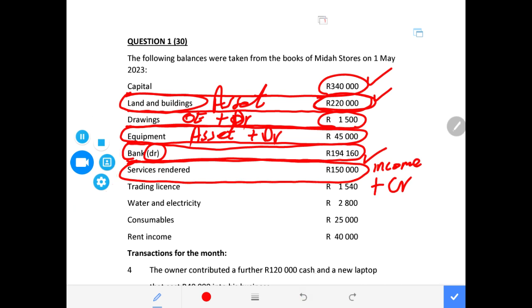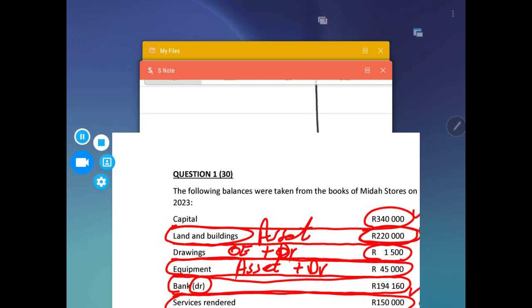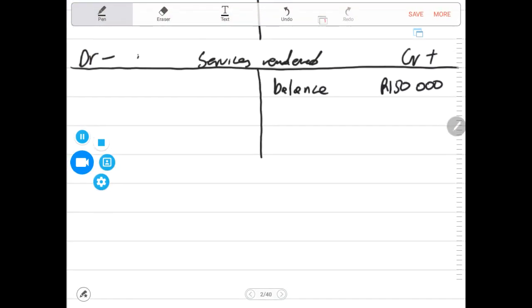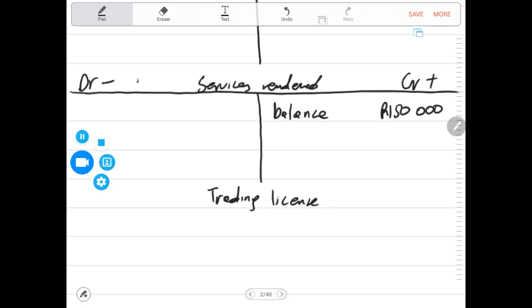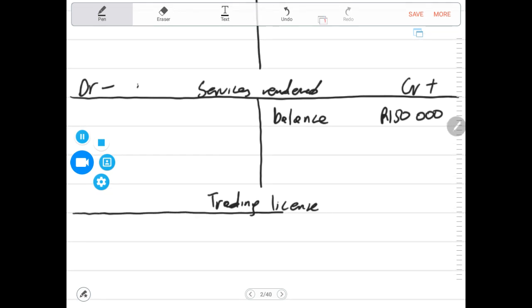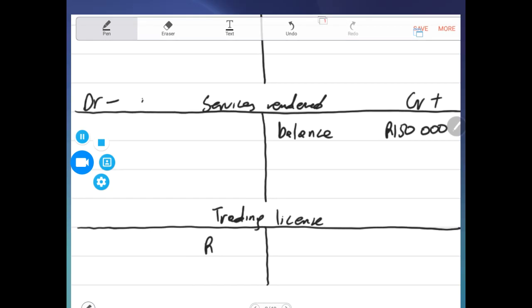Now we go to the next account, trading license. This is the amount we have paid for trading, which is an expense, 1,540. A license we pay in order for our business to continue trading. That will be an expense increasing on the debit side, trading license. Now we draw a ledger account for trading license increasing on the debit side. Even if one classifies it as an expense, it will still be on the debit side.